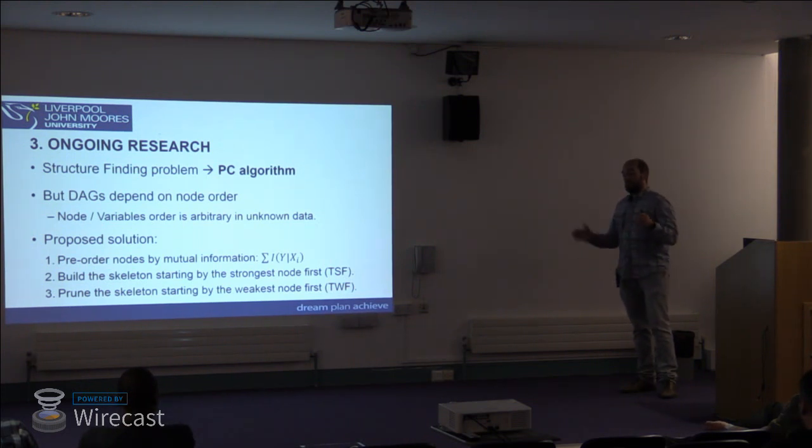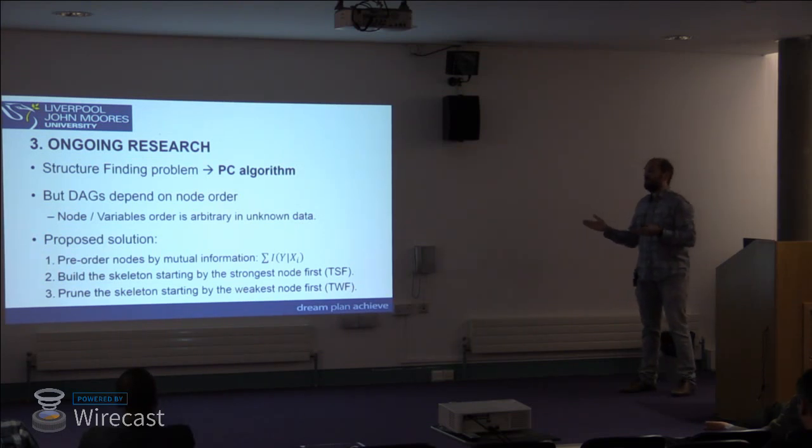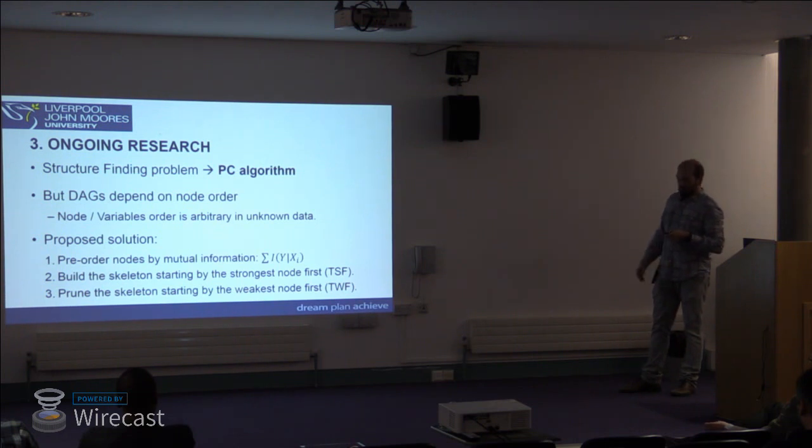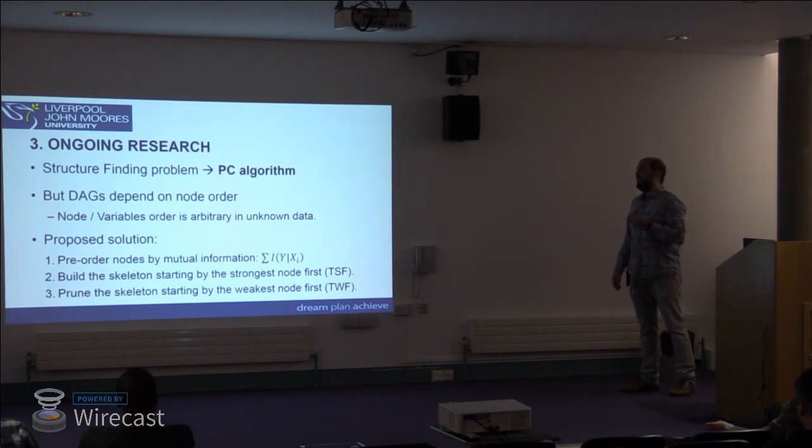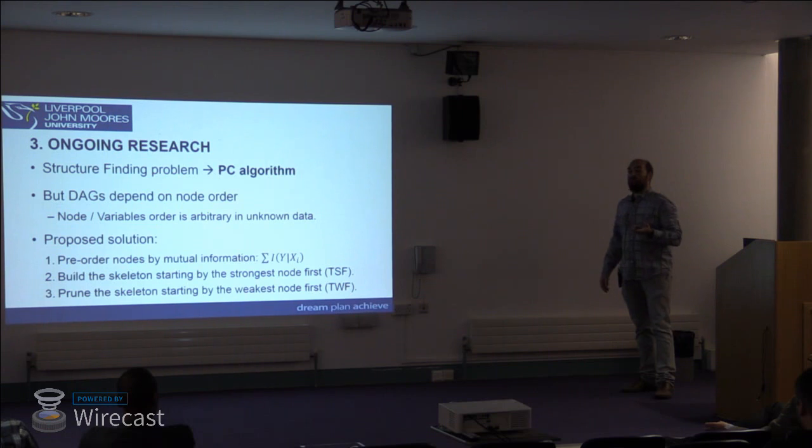That is strange because you have the same data, and if you swap the variables, that means swap the columns, you should obtain the same graph, but in reality it does not happen. One of the proposed solutions is to preorder the nodes by mutual information. It's measuring the strength of the relation between some node and another. There are two kinds of options.